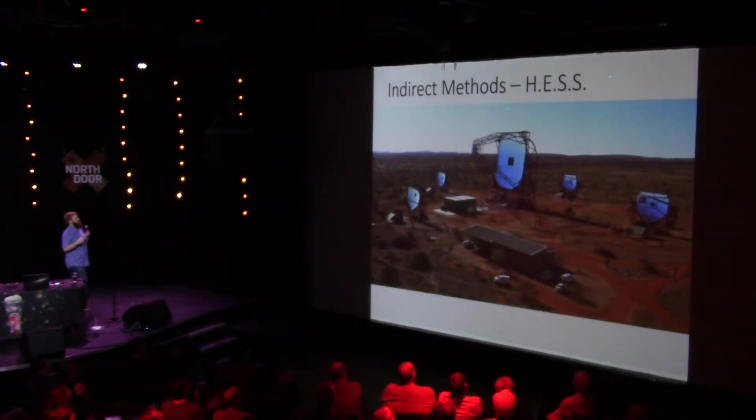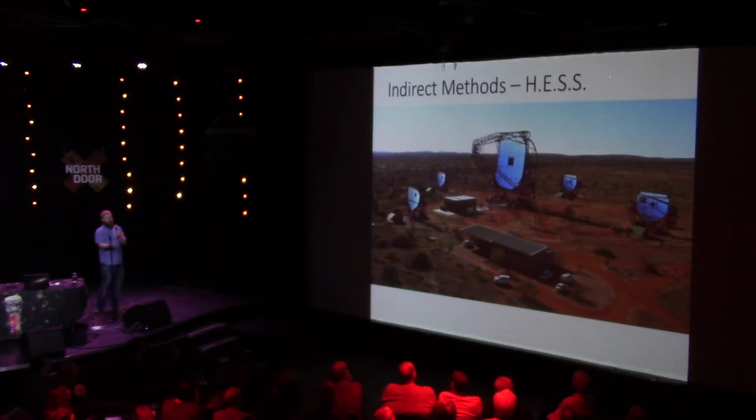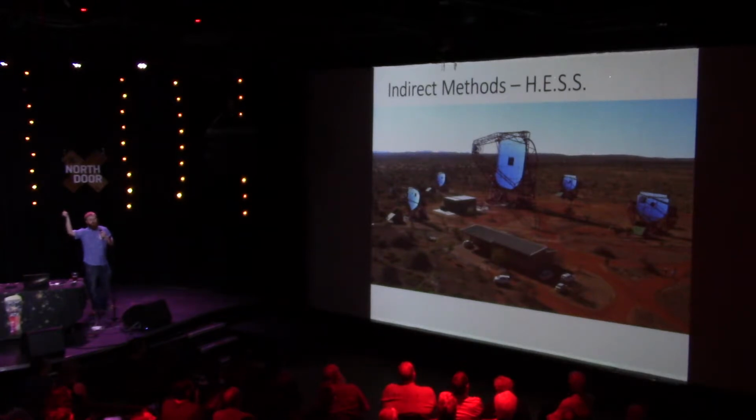So another way that you can indirectly test this is, instead of waiting for the showers or the cosmic rays to hit the ground, you can point a telescope up into the atmosphere and wait to see that light. This is HESS, and HESS has recently been doing surveys of the galaxy in particular, looking for this radiation as particles go through the Earth's atmosphere at relativistic energies.